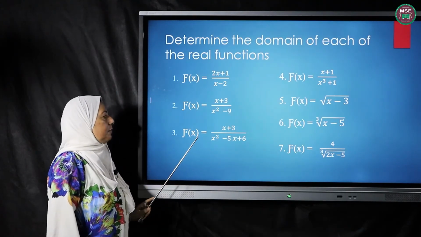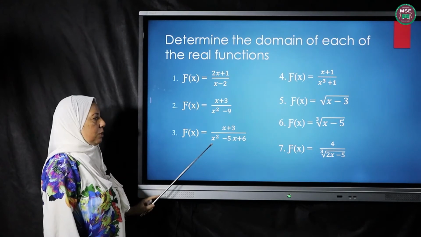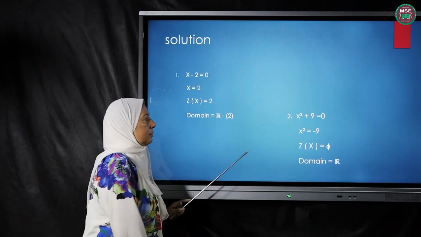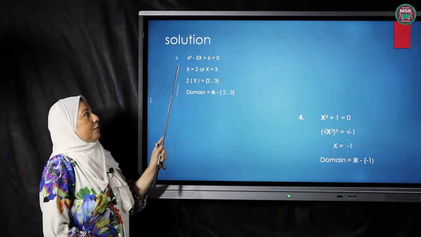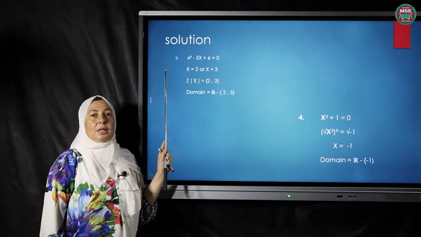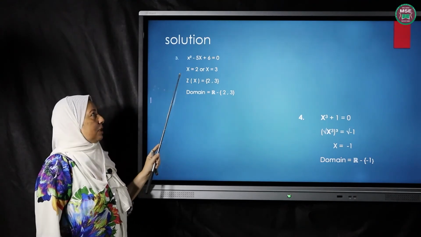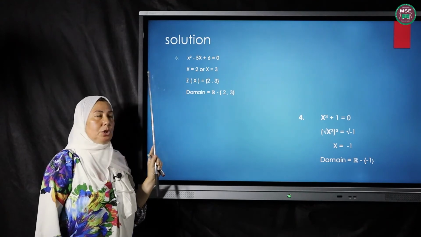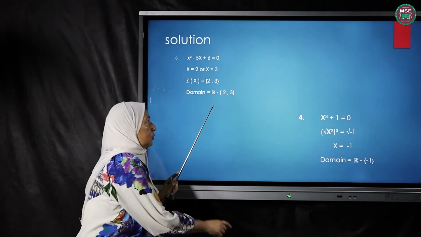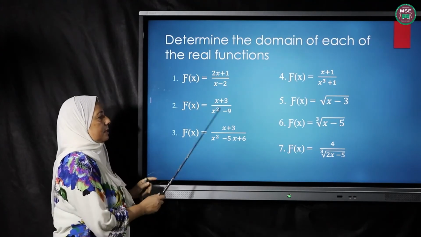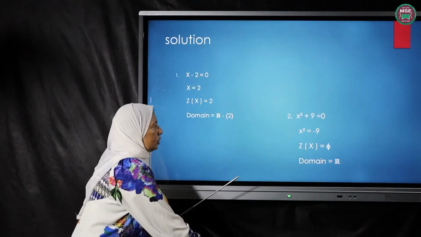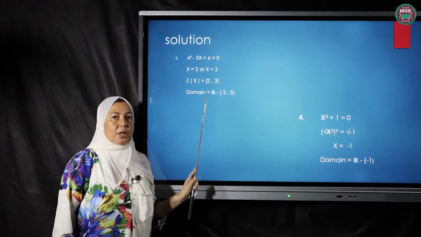Third, f of x equals x plus 3 over x squared minus 5x plus 6. We find the domain of this function. Set the denominator equal to 0. Using a calculator or factorization, x equals 2 or x equals 3. The set of zeros of the denominator is 2 and 3. The domain is the real numbers except the set of zeros of the denominator. Therefore, the domain equals R minus {2, 3}.